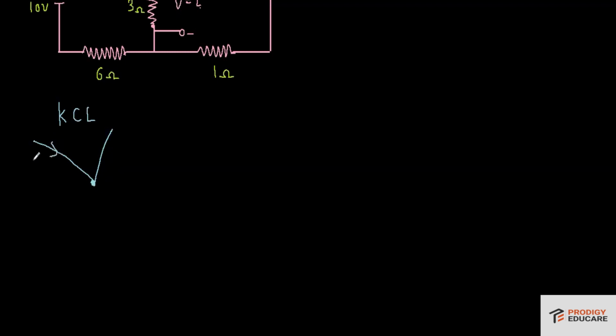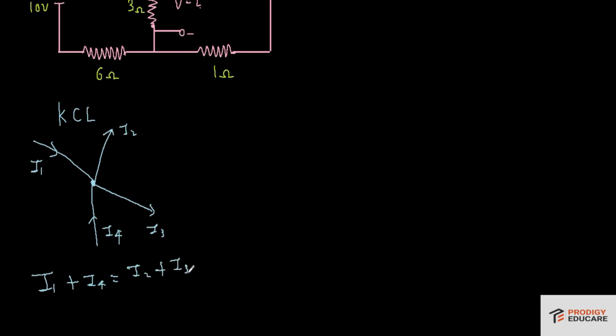For example, suppose I1 is entering this point, I2 is entering this point, then I2 is exiting, I3 is also exiting, I4 is entering, and so on. So I can write that total current entering the point must be equal to total current leaving the point. So I can simply write I1 plus I4 must be equal to I2 plus I3. That's it. This is KCL.